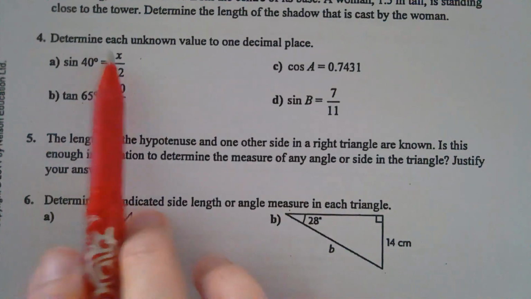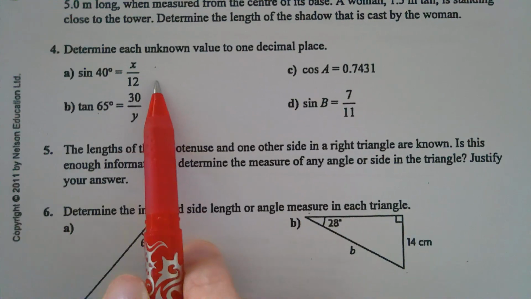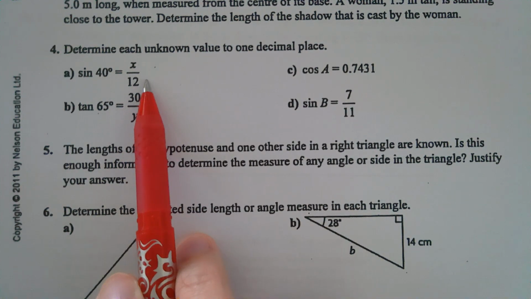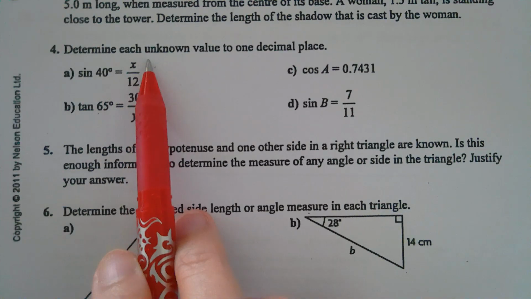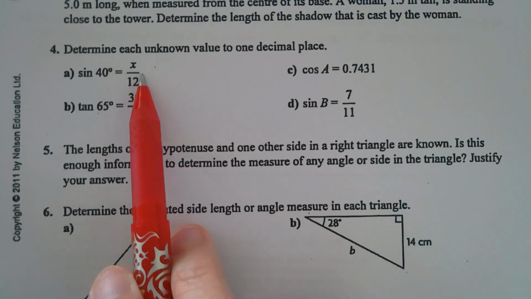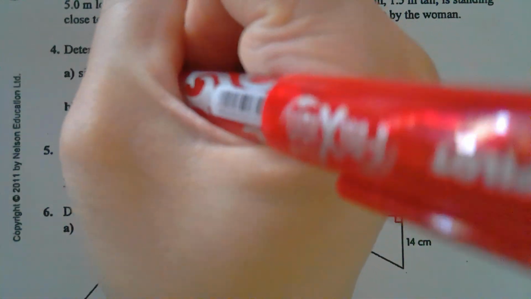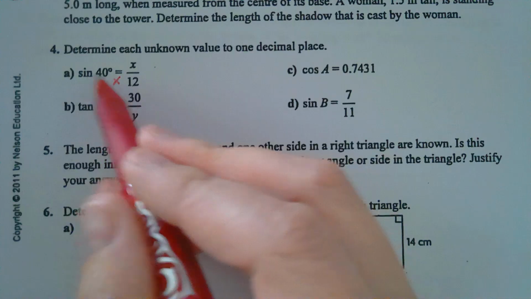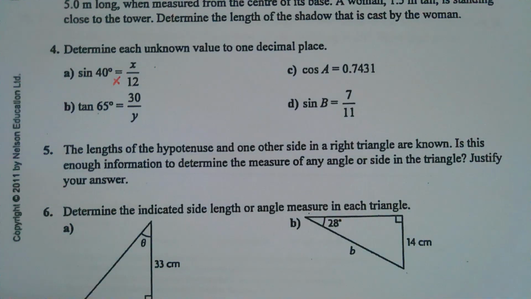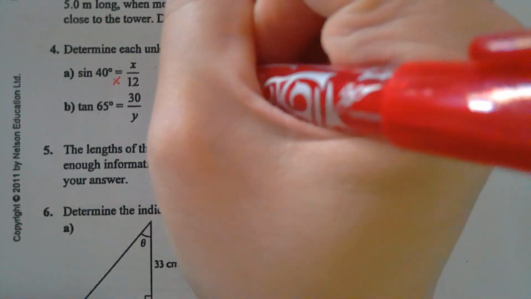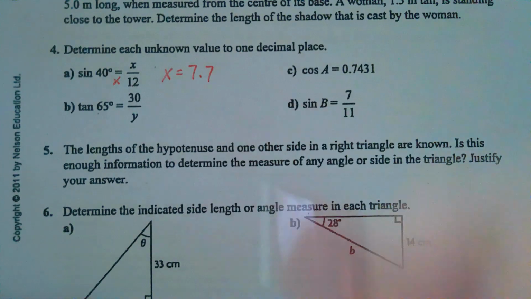Okay, these ones should be nice and easy right now. It's just straightforward. It's set up the ratio for you. My variable is on the top. So Alexia, should I multiply or divide? Multiply. Yeah, so I'm just simply doing 12 times sine 40. Sine 40 times 12. So x equals 7.7.